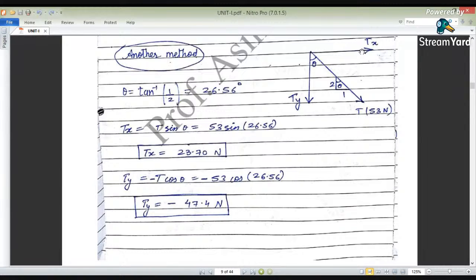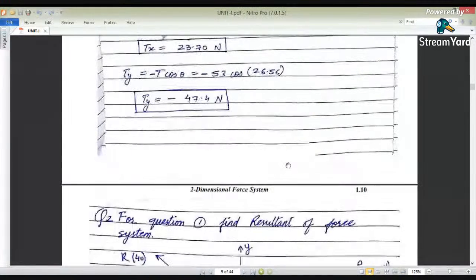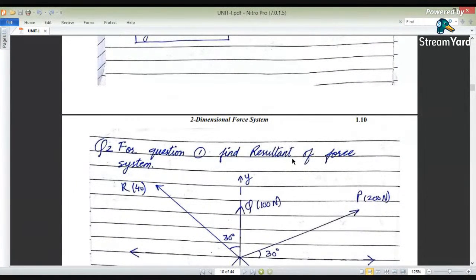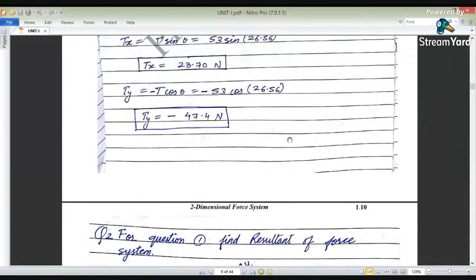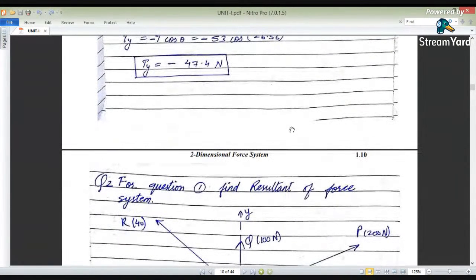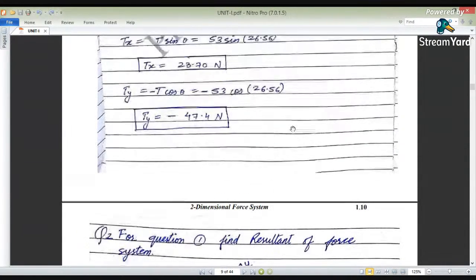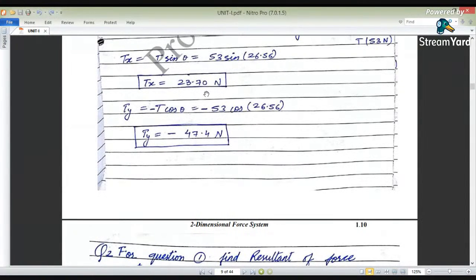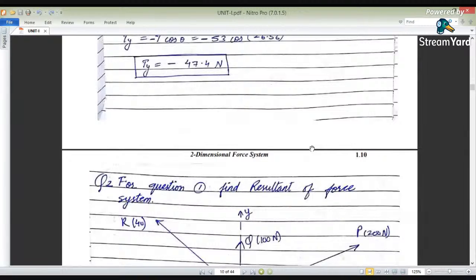In the x direction it is positive, because it is moving rightwards, whereas in the y direction it is negative, because it is moving in the downward direction. So minus 47.4 newtons. In this way we have calculated the various components, and depending upon this we can also find the resultant. But in this problem we have resolved the inclined forces and calculated their x and y components.